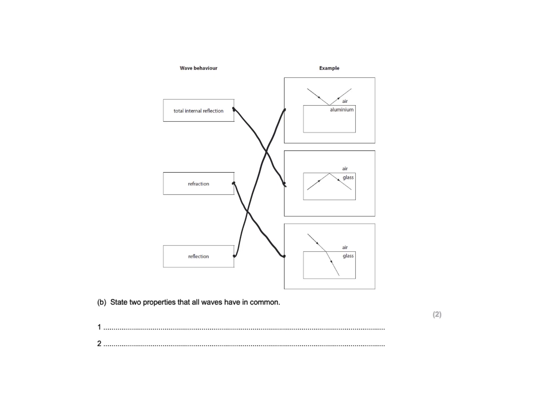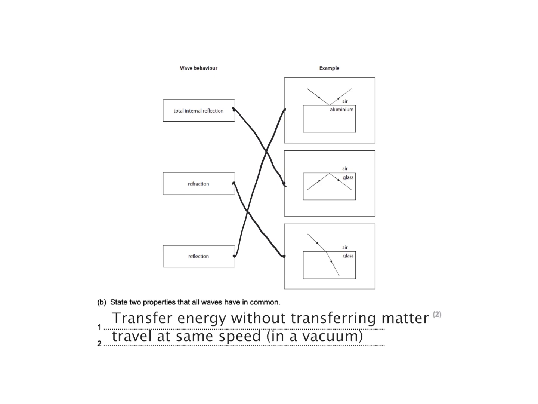Next, we're asked to state 2 properties that all waves have in common. There are in fact loads of answers we could give here, but the easiest ones to give are probably that they can transfer information and energy without transferring matter. They all have a wavelength, they all have a wave speed, and they all have a frequency.